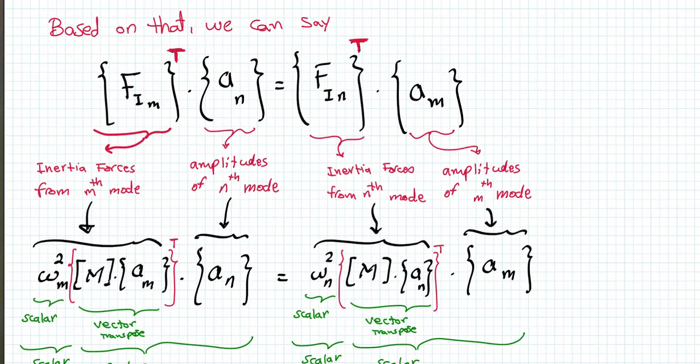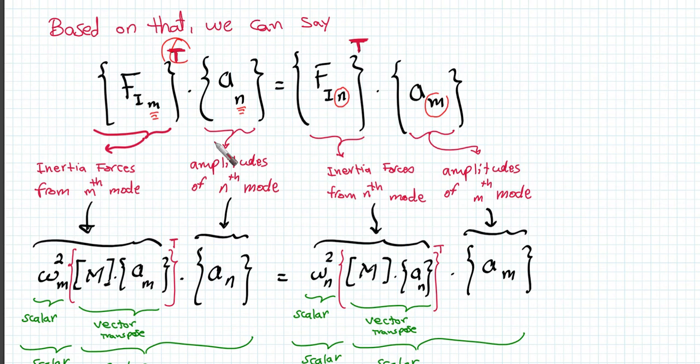Okay, so now based on that we can say, if we have the force vector, this is transpose, for mode shape m times the amplitude of mode shape n, then it would equal the inertia force for mode shape n transpose times the forces, or the inertia forces for the nth mode transpose times the amplitudes for the mth mode.